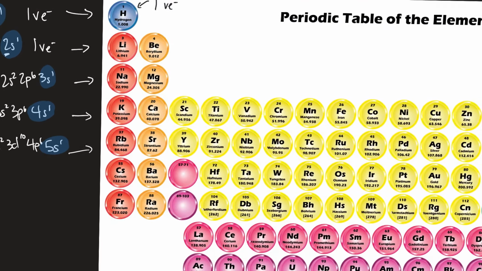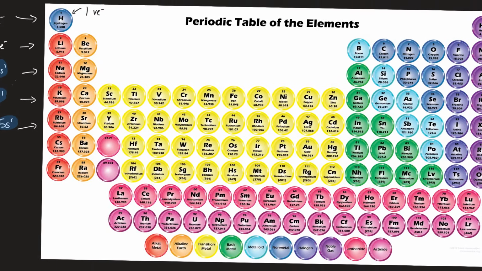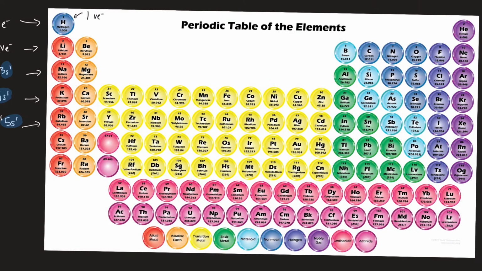Now, just to show you the trend, the second column here, they all have 2 valence electrons. Now the transition metals, it kind of varies between 1 or 2 valence electrons. It really depends on the electron configuration there. So don't worry too much about the transition metals.